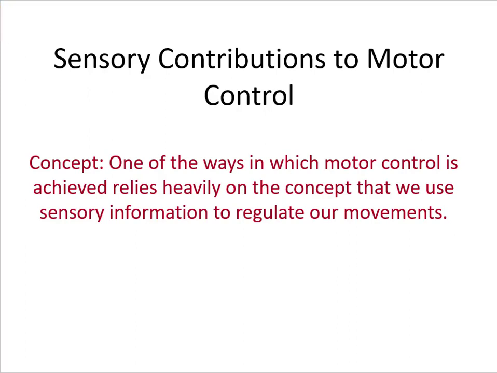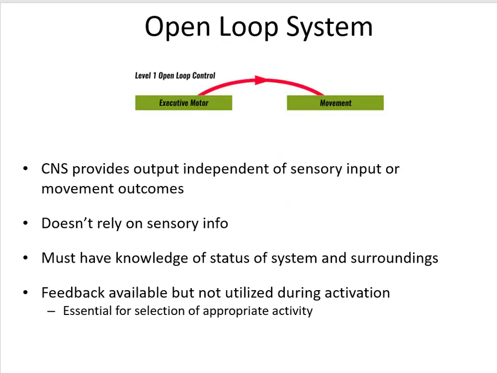So before we actually get started with the sensory input and what we'll be talking about, it's important that I define a couple of things for you first. The first is the concept of an open loop system. An open loop control looks very much like this, where you have an executive in the motor system that actually initiates a plan, and after that movement occurs.